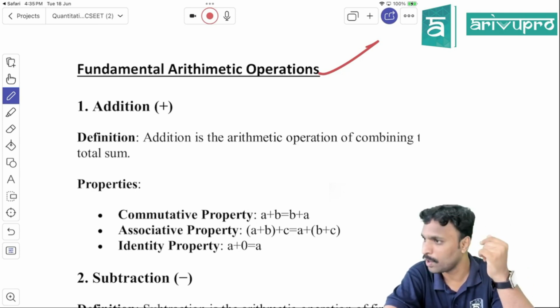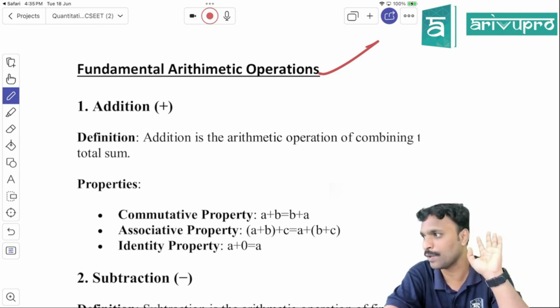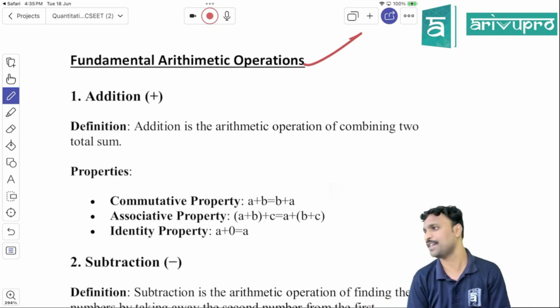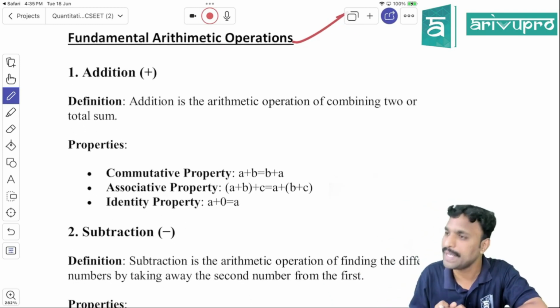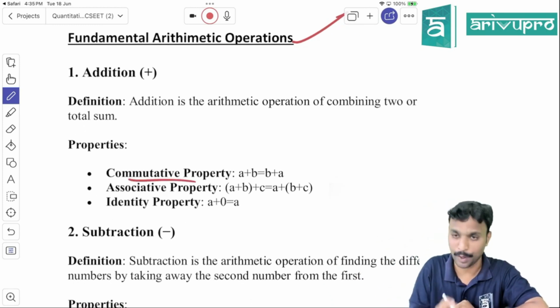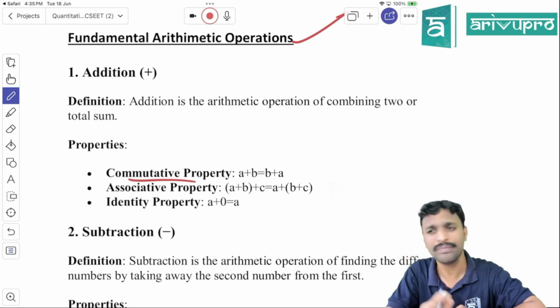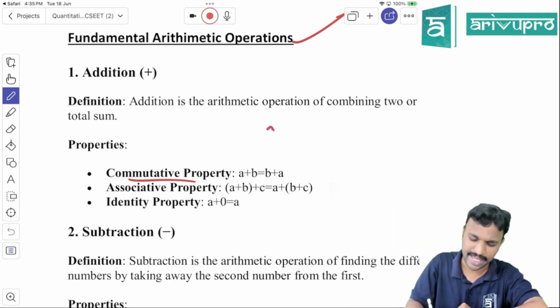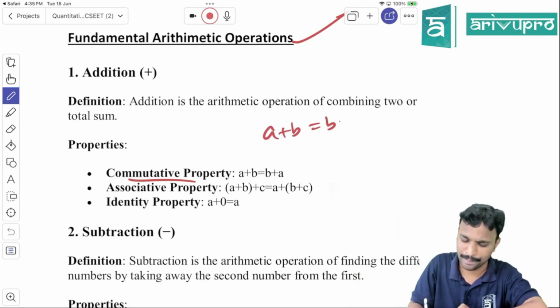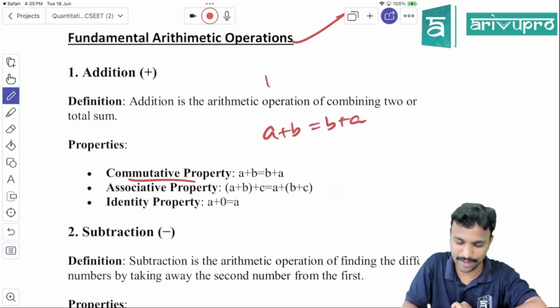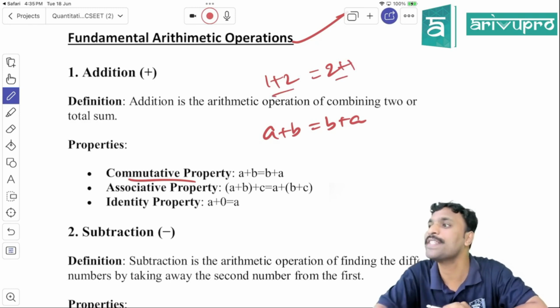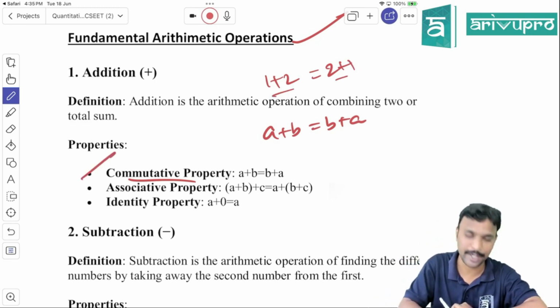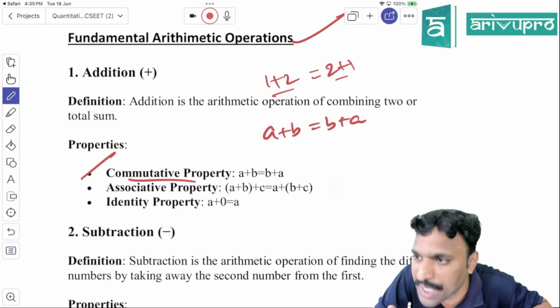Which operation follows that, which operation doesn't follow that, you have to learn. Okay, addition means what? Adding two numbers. Correct? Now, what are the properties of addition? The commutative property holds for addition. What is the commutative property? A plus B is equal to B plus A, because 1 plus 2 is equal to 2 plus 1. That holds up. So that is called the commutative property. So the commutative property holds for addition.